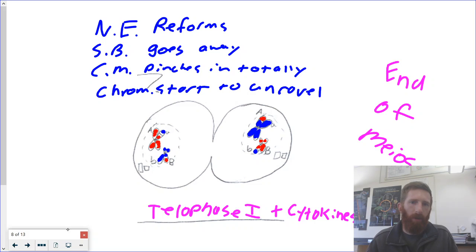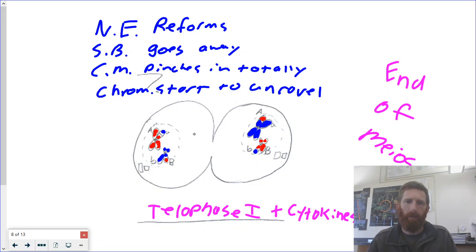All right, so the coloring scheme is the same throughout. So you guys can probably just go ahead. They're very clearly labeled, hopefully for all of them. So you guys can just go ahead and fill that out if you want. Telophase 1 and cytokinesis, I kind of combined this because I wanted all the phases to fit on both sides of one page. So same thing as in mitosis, right? Nuclear envelope forms, spindle fibers go away, cell membrane pinches in totally, right? And then the chromosomes start to unravel, they start to go back. And then that is the end of meiosis 1.